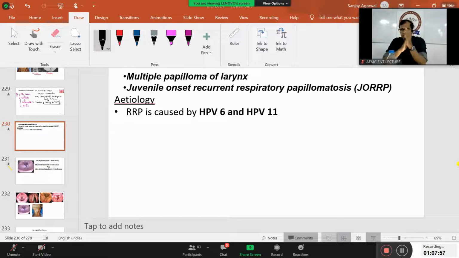Caused by HPV 6 and HPV 11, human papillomavirus 6 and human papillomavirus 11.